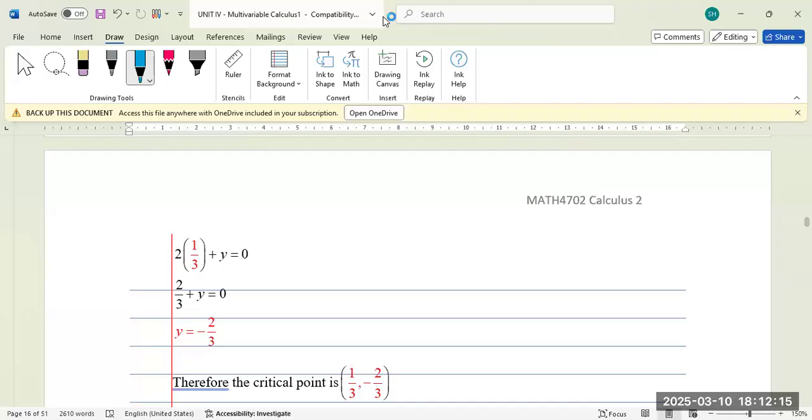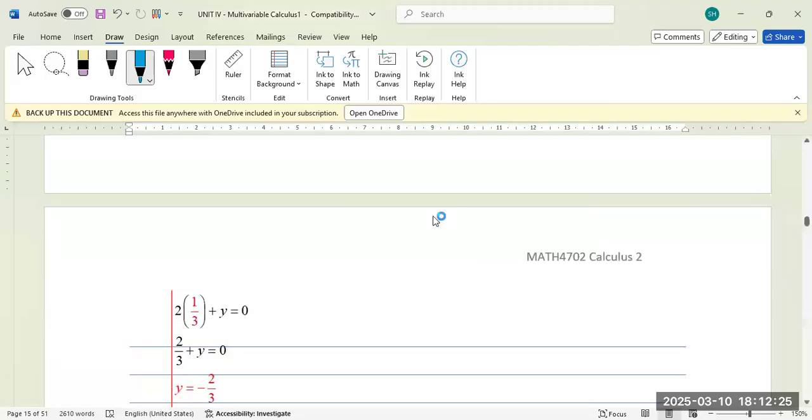No question, sir. Sir, we got lost at one point of the elimination method. Where exactly? The fourth equation, we get the 4x plus 2y.